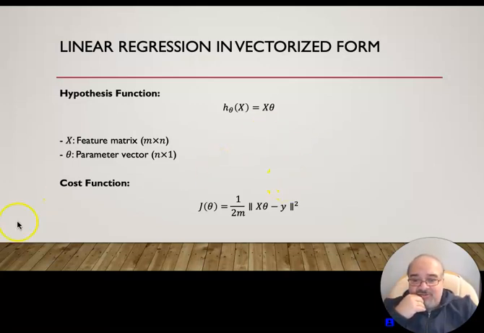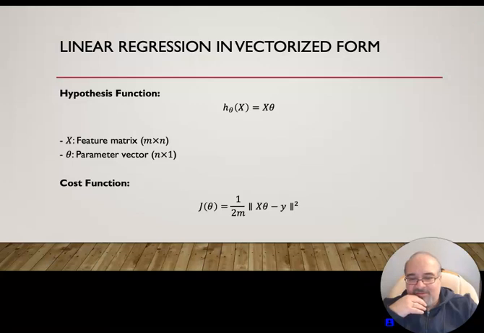The cost function then can be written in vectorized form, and it's much more compact, more computationally efficient, and easy to implement using libraries like NumPy or PyTorch. And really, to handle large data sets efficiently, you need to use the vectorized representation.